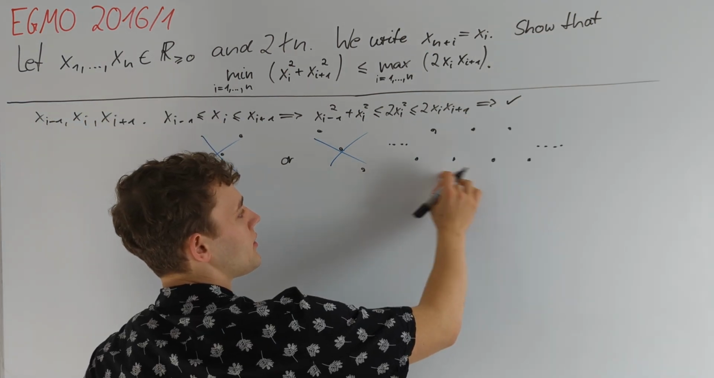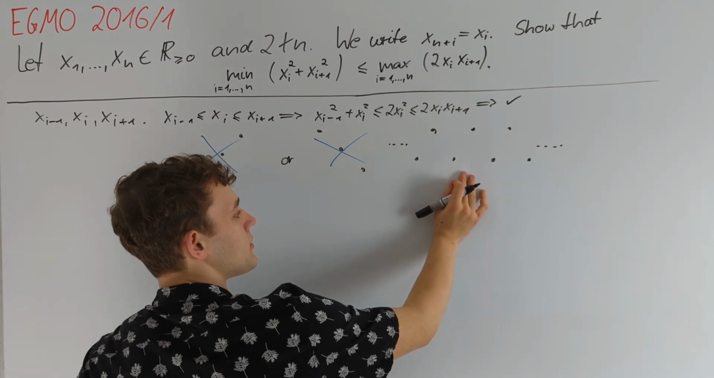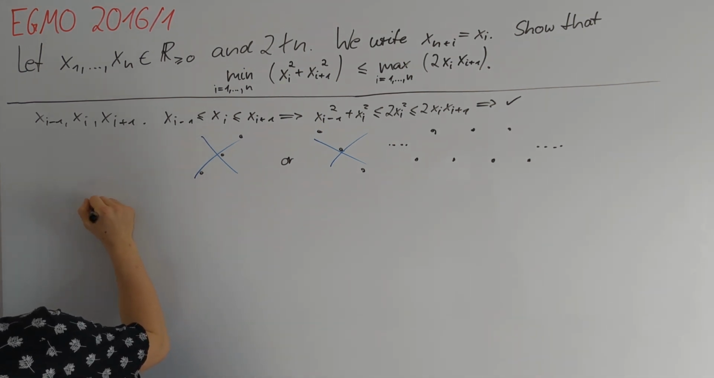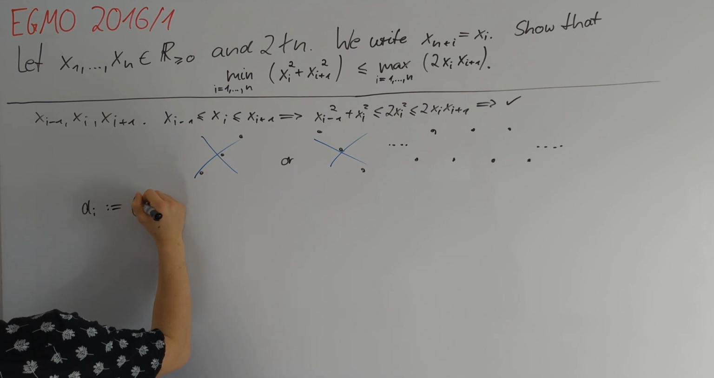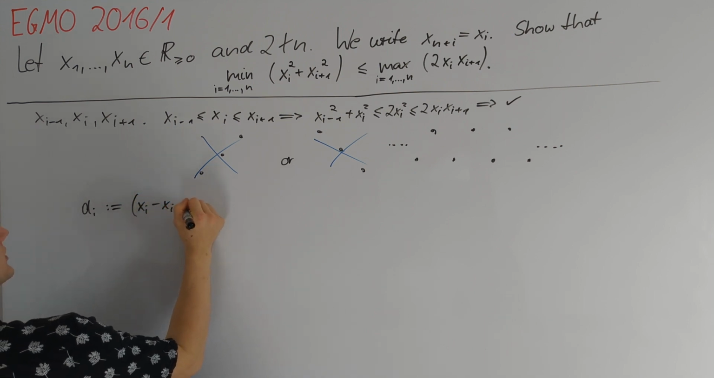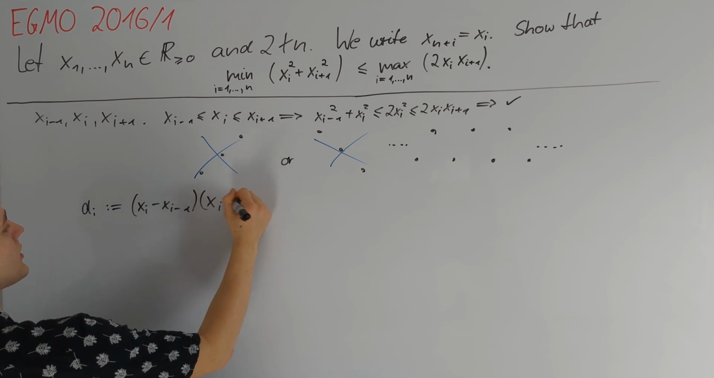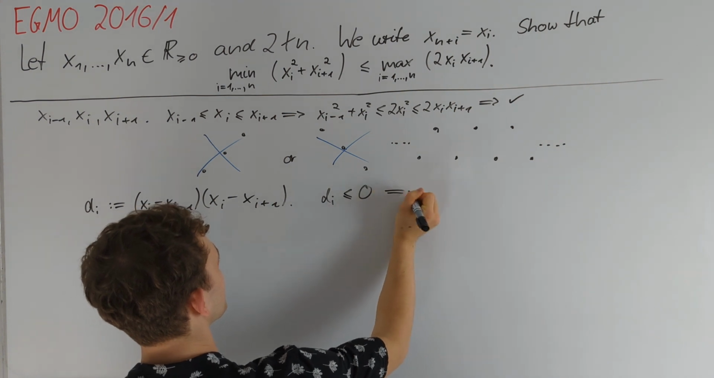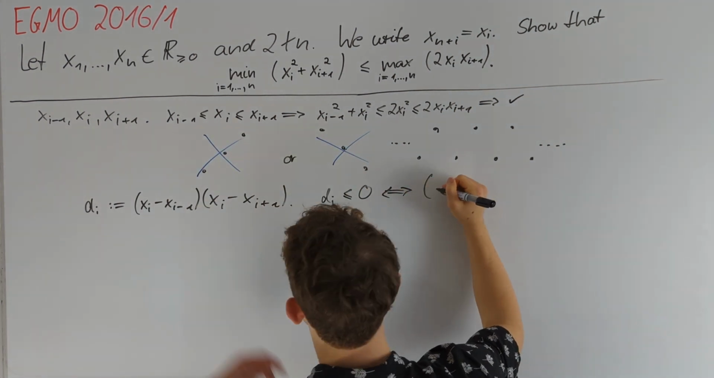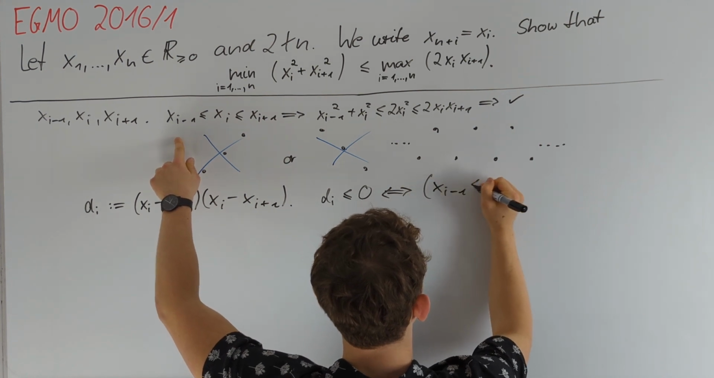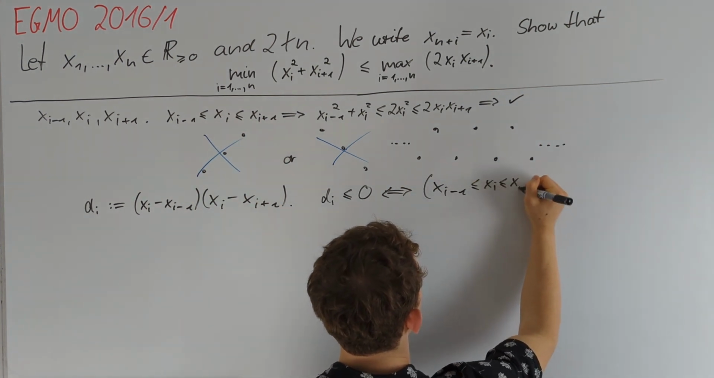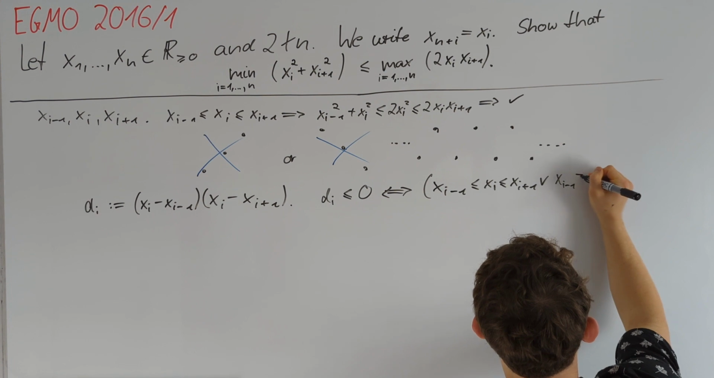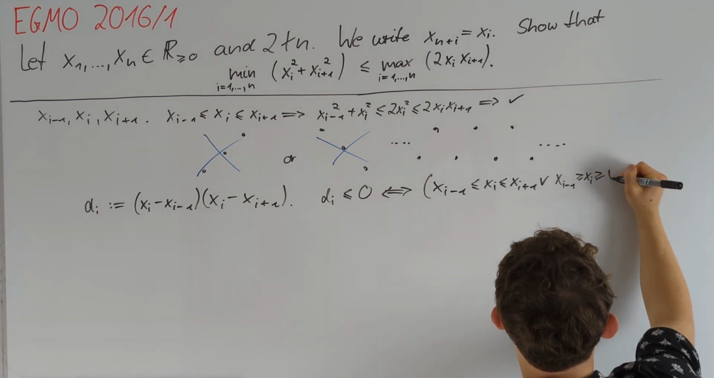Because n is odd, this kind of picture shouldn't be possible at every point, and we're going to show this in the second part of our proof. To do that, let us define for any index i the value d_i as (x_{i-1} - x_i)(x_i - x_{i+1}). Thus, d_i is less than or equal to 0 if and only if we have this case, namely x_{i-1} ≤ x_i ≤ x_{i+1}, or the other one where x_{i-1} ≥ x_i ≥ x_{i+1}.